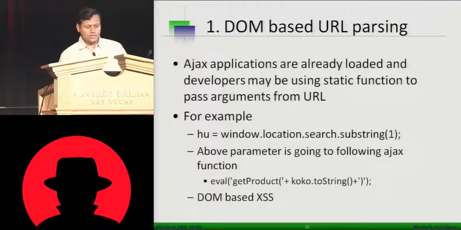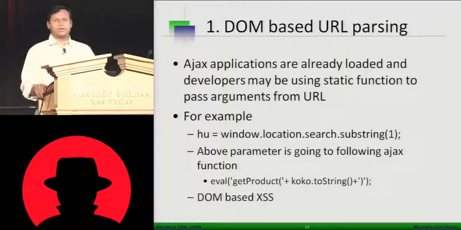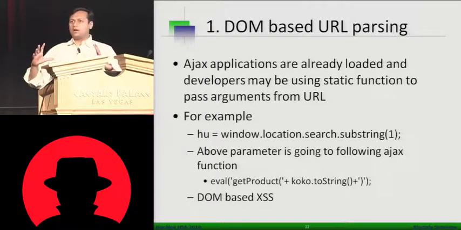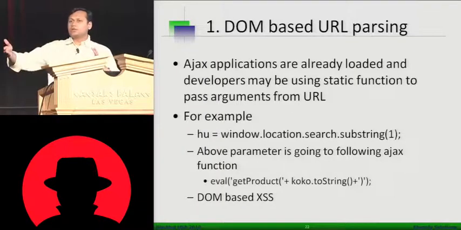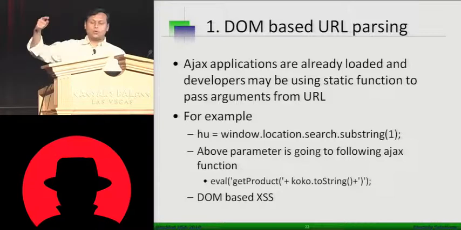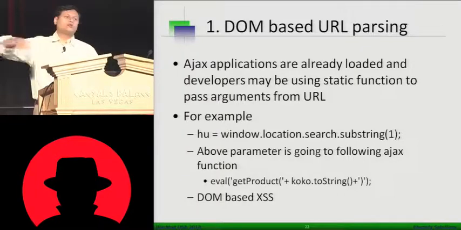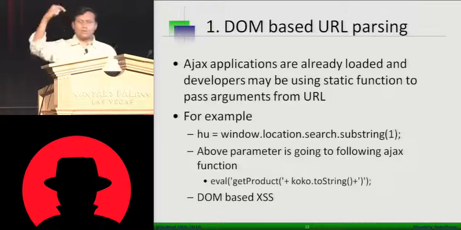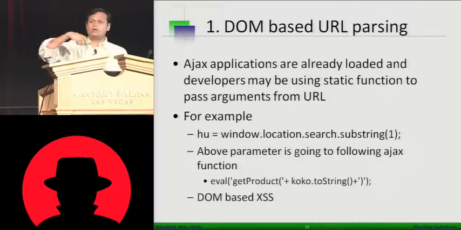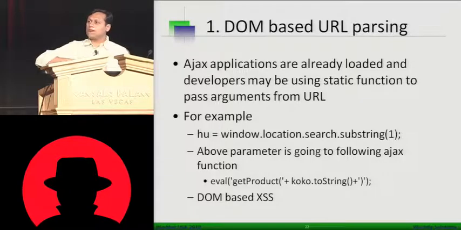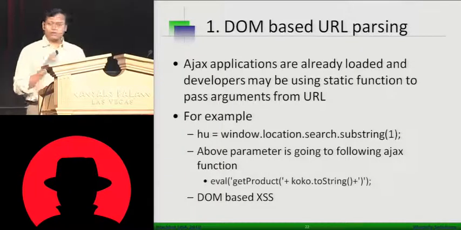First, say for example, you have DOM-based URL parsing. Your DOM is already loaded, and you want to pass on links to different people. So you say, okay, ID equal to 1, ID equal to 2, ID equal to 3, etc. That particular parameter is no longer going to a GET request to fetch a new response for you. What is going to happen is that the parameter will go to the DOM. The DOM will take the parameter, make an AJAX call, grab information from the backend, and publish it on your browser.